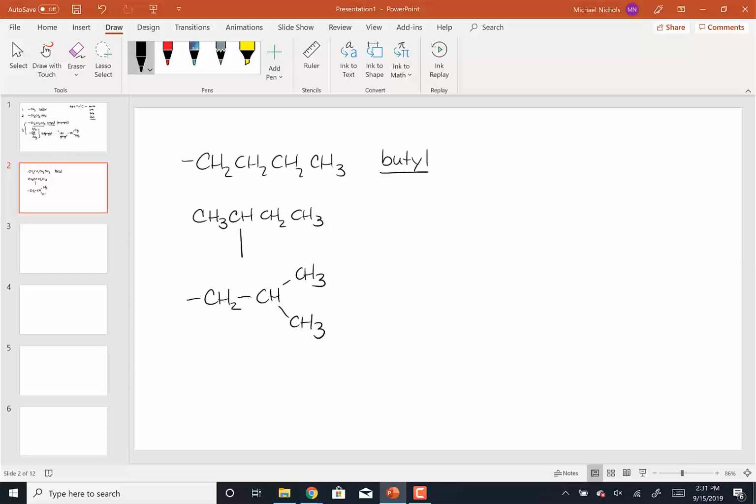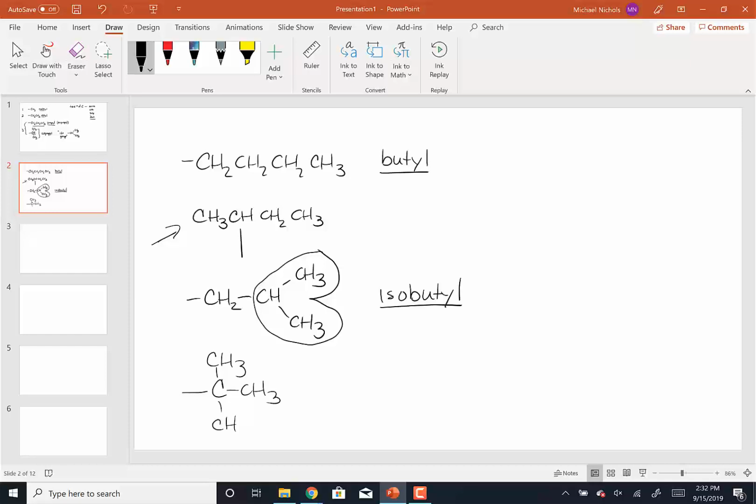within that chain. And so if we have a 4-carbon group, we know this is a butyl, but since it has this CH3, CH3 group, this would be called an isobutyl group. We'll come back to this group in a moment. And then we can completely rearrange the carbons so that we have 3 methyl groups attached to a center carbon. This again would have 4 total carbons, so it's going to be a butyl.